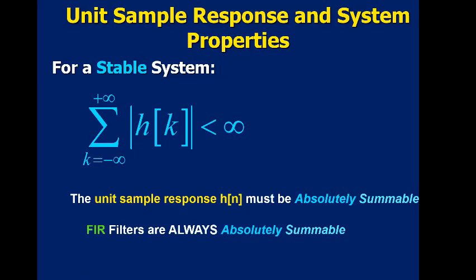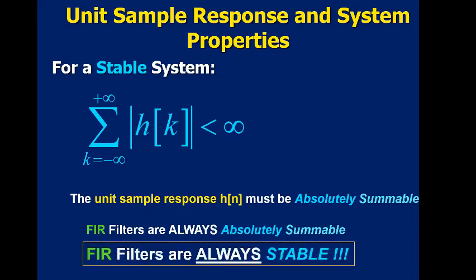Now, it turns out those FIR filters, where we get a finite number of finite values out of them that match the difference equation coefficients, are always absolutely summable. There's no way that they can not be absolutely summable. And so a wonderful attribute of FIR systems, non-recursive systems, is they are always stable. Always, always, always, underline, exclamation mark, always stable.